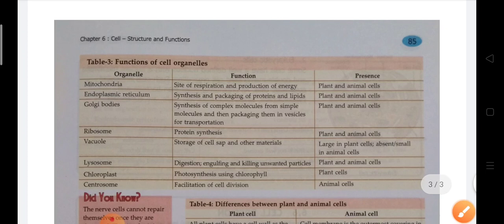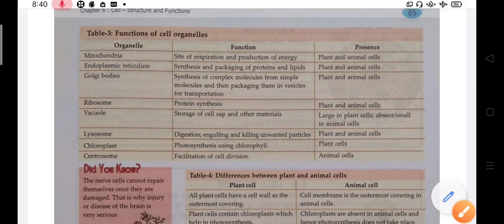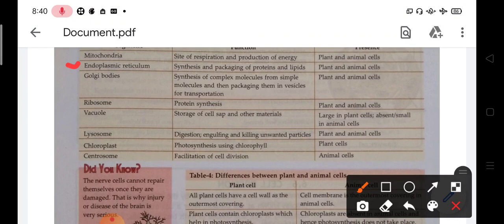Now look over here. See the functions of cell organelles. Mitochondria, it is the site of respiration and production of energy, because when mitochondria gives energy, during that time oxygen is required. And oxygen is taken in through the process of respiration, and this mitochondria is found in both plants and animal cells. Next we talk about is endoplasmic reticulum.